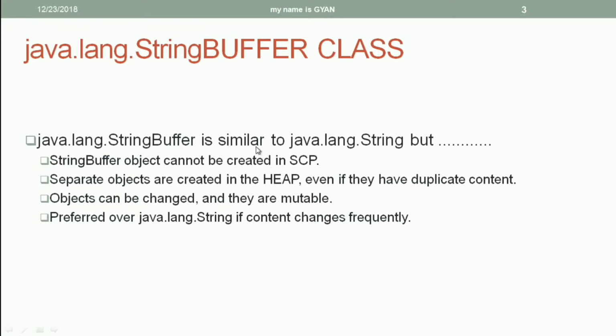The java.lang.StringBuffer class is similar to the java.lang.String class, but a StringBuffer object cannot be created in the SCP. We know that for a string literal, an object of type String always gets created in the SCP, but an object of type StringBuffer cannot be created in the SCP. Separate objects are created in the heap even if they have duplicate content. The most important thing with the StringBuffer class is that its objects can be changed; they are mutable. The StringBuffer class is always preferred over java.lang.String if content changes frequently.